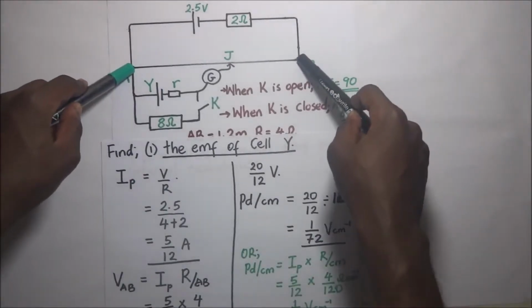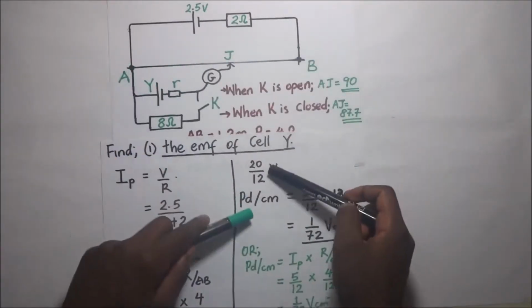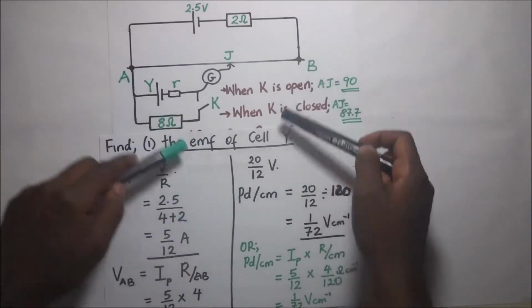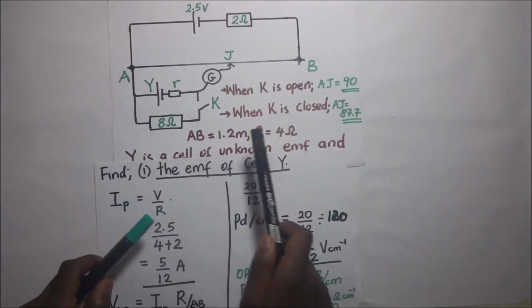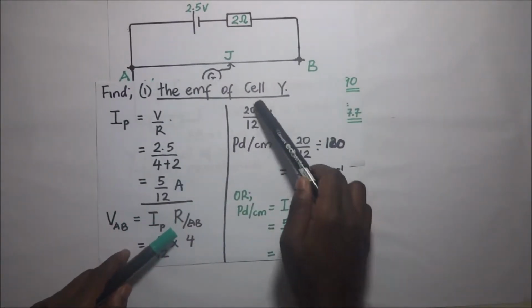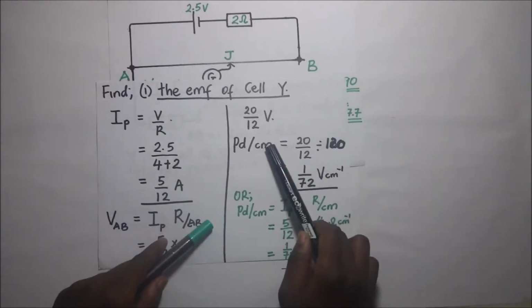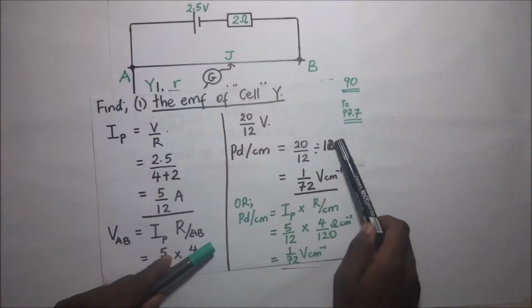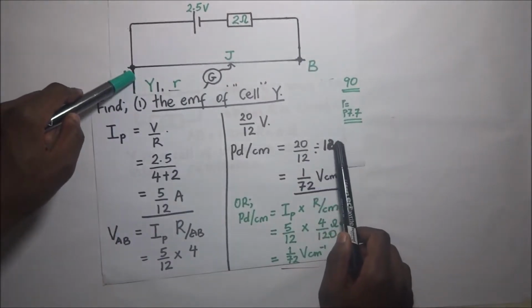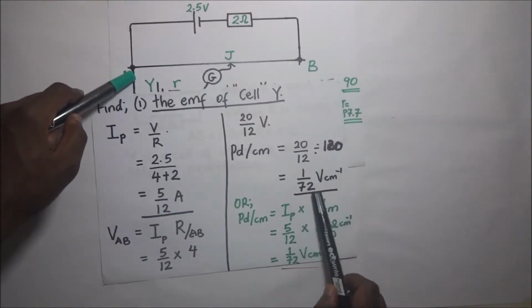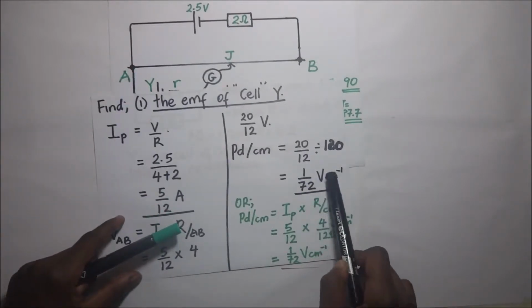But remember, we're interested in the PD per unit length. So we go ahead and take the PD of the whole wire AB, which happens to be 20/12, and divide that by the length of the entire wire. According to our question, the length of the wire AB is 1.2 meters. So it's going to be 20/12 divided by 120 centimeters. Since we want the PD per centimeter, 1.2 meters is 120 centimeters. So it is the potential difference across AB divided by 120 centimeters, and we get the PD per unit length, or the PD per centimeter, which is 1/72 volts per centimeter.